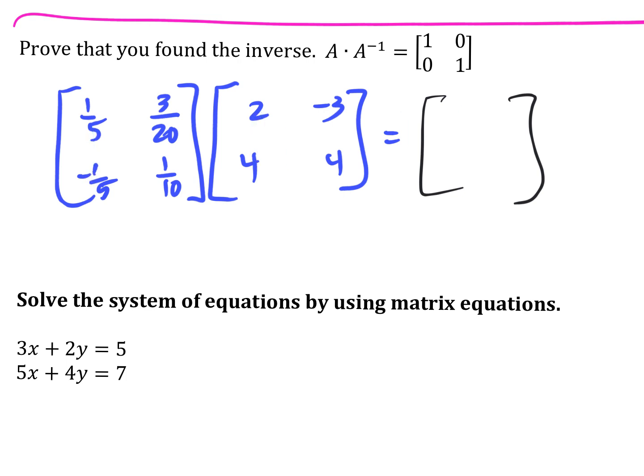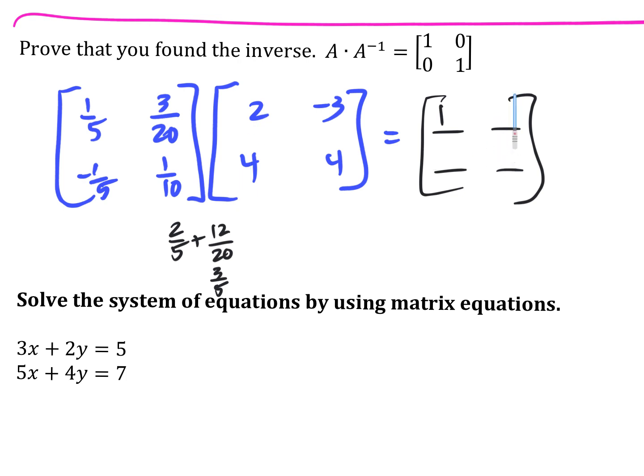Okay, right here. Top row, left column. What's 1/5 times 2? 2/5 plus 12/20. 12/20 we could reduce by 4, so we'd get 3/5. Is 2/5 plus 3/5 5/5? Boom. We're feeling good. If you type that in your calculator, you're fine, you guys.